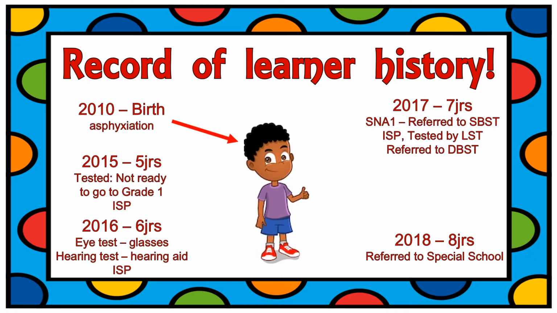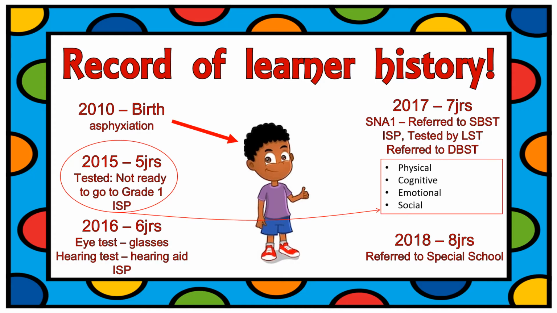First of all, we can note that the learner experienced asphyxiation during birth. This could lead to a lack of oxygen in the brain, which could later manifest as barriers to learning due to physical challenges. In 2015, the child was tested and it was found that he's not ready to go to grade 1. The grade R teacher compiled an ISP, individual support plan.